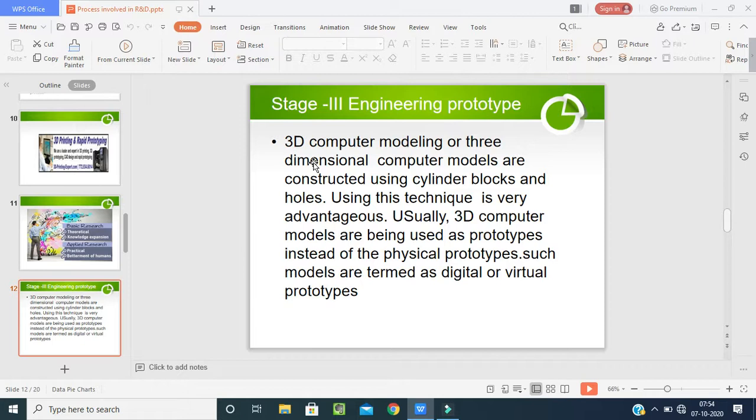Now we learn first the first one, that is 3D computer model. Three-dimensional computer models are constructed using cylinder blocks and holes. Using these techniques is very advantageous. Why? Usually 3D computer models are being used as prototypes instead of the physical prototypes. Such models are termed as digital or virtual prototypes.